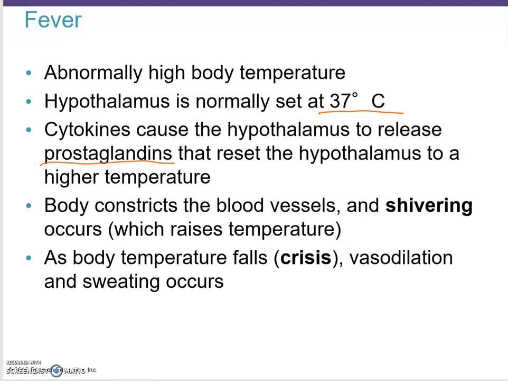And the way your body raises the temperature will constrict blood vessels, and then you first start shivering. So these muscle contractions, they will raise the temperature. And then as the temperature rises, that's when you're going to have vasodilation and sweating that occurs.